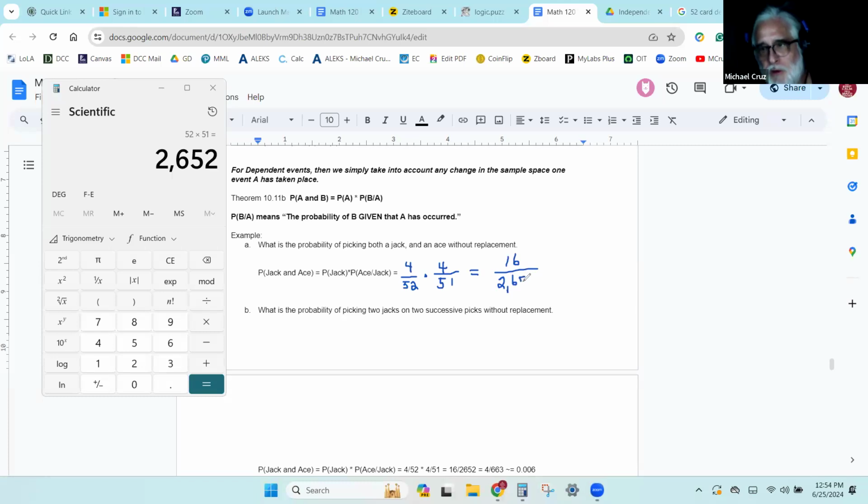Why didn't this value look familiar? Sometimes I do strange stuff. So these are both even. Let's see, 16 divisible by 4. So that's easy enough. 4 goes into 16 4 times, and into 2,652 is 663. And that looks familiar. I remember that 663 number.